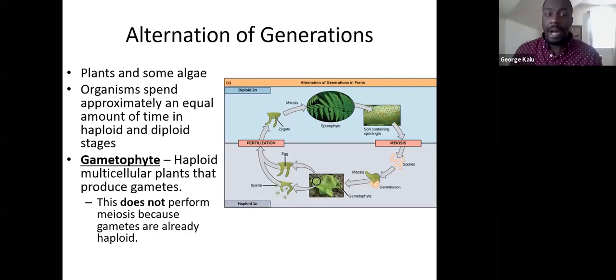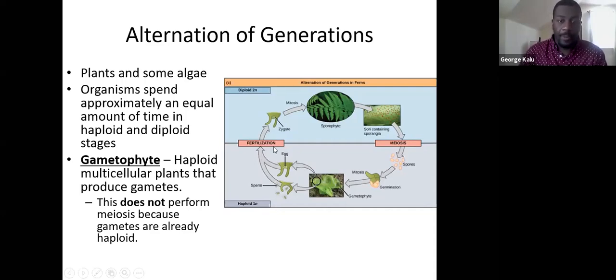We're going to see both haploid and diploid stages over the course of that lifespan. So we're going to start here by looking at the gametophyte. Like I said, this will be in plants and algae. The gametophyte is a haploid multicellular plant, and it's going to produce some gametes. It's going to be producing its own sperm cells and its own egg cells. Once they form the sperm and the egg cells, they're going to undergo fertilization.